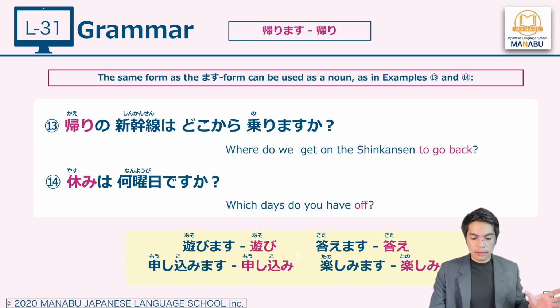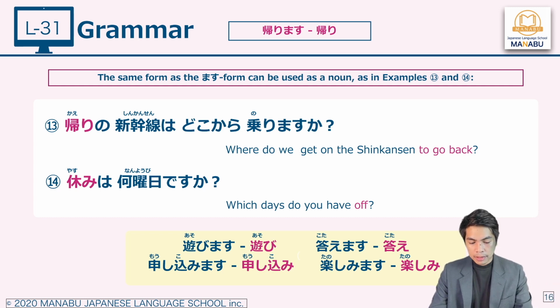Wa doko kara? From where? Norimasu ka? Where do we get on the Shinkansen to go back? And example number 14, yasumi wa nanyobi desu ka? So yasumi, from the verb yasumimasu, means to take a rest or to take a day off. If you remove mas, it will become a noun. Yasumi, a holiday or a rest day. Wa nanyobi desu ka? What day is your day off?